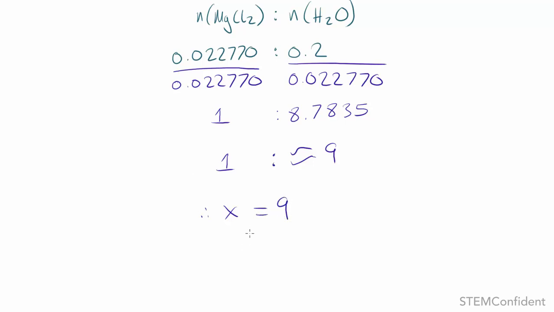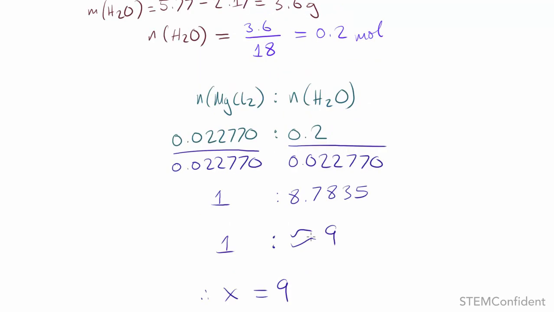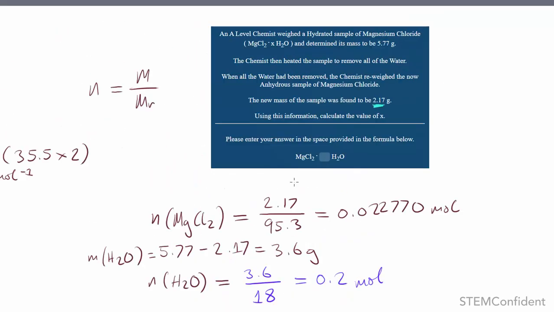And if x is equal to 9, then of course the formula is going to be MgCl₂ dot 9 H2O. So above here, MgCl₂, let me use a different color, it might stand out a bit better, 9 H2O. So yeah, that's how you'd figure that out.